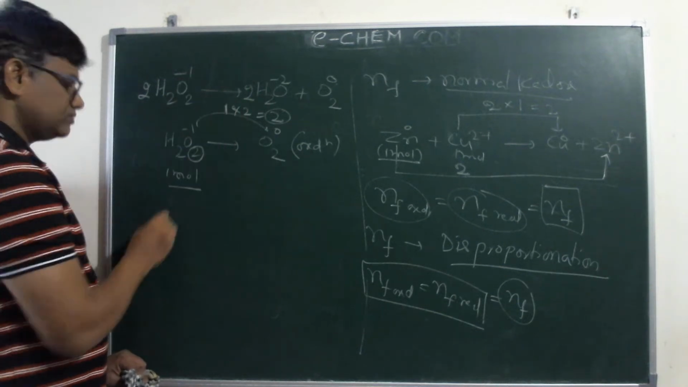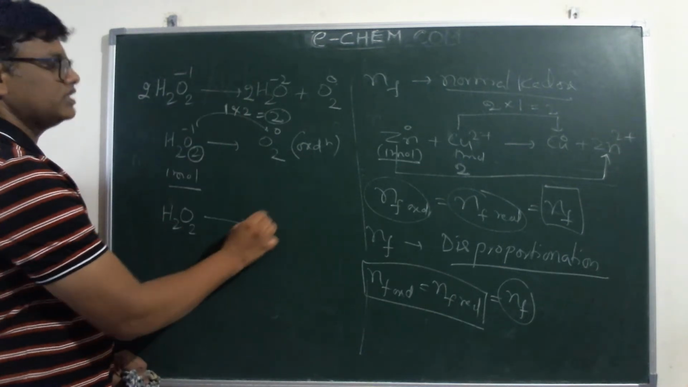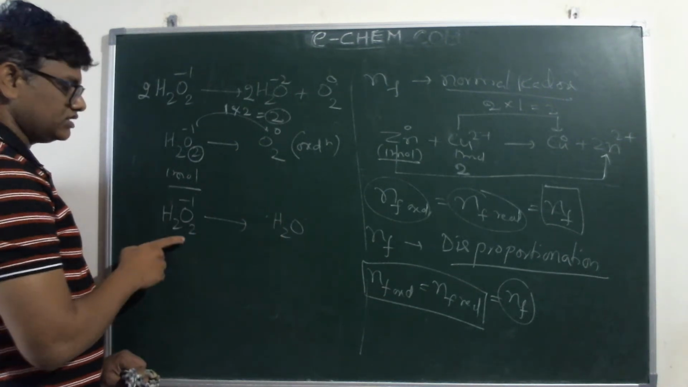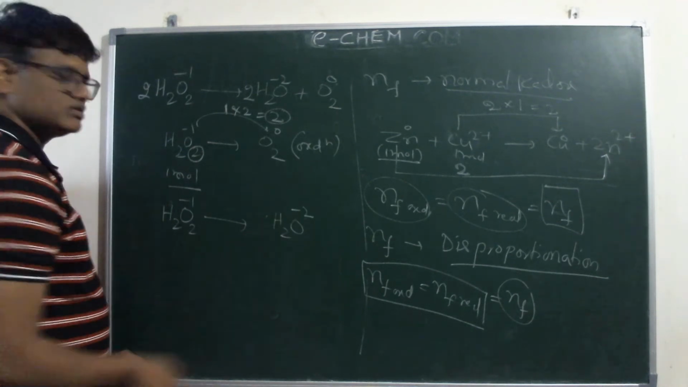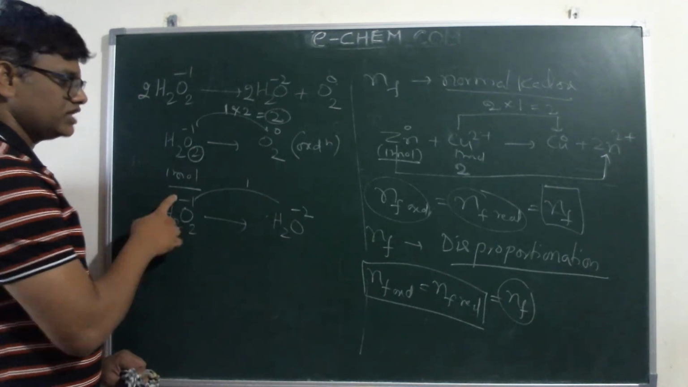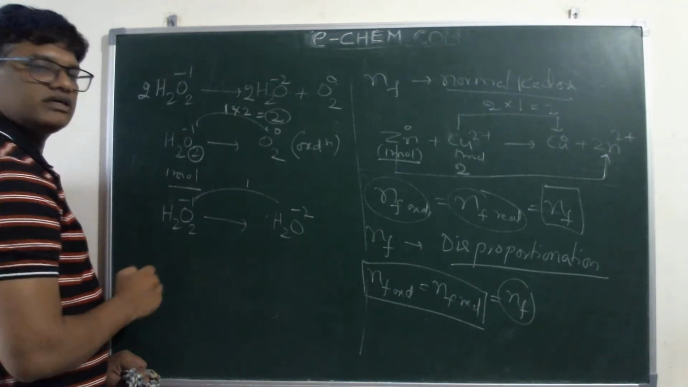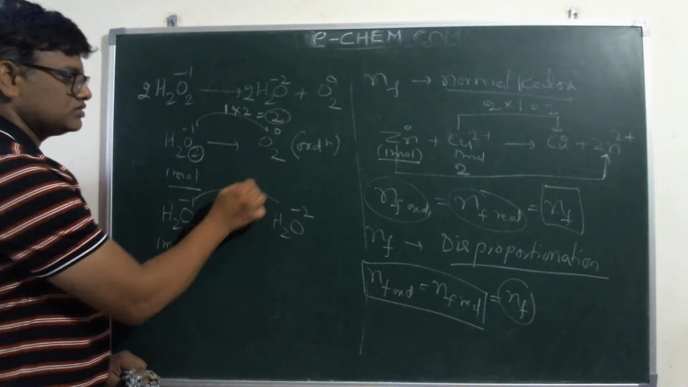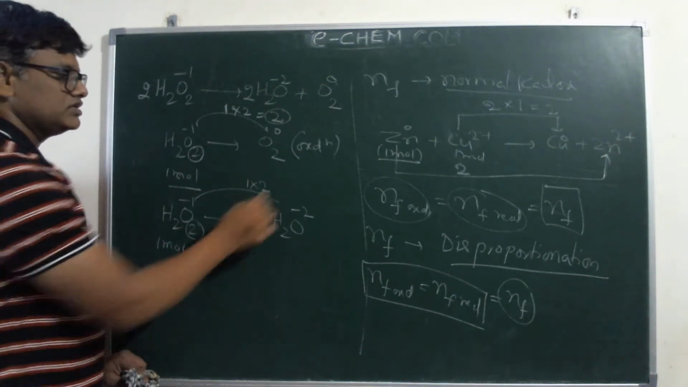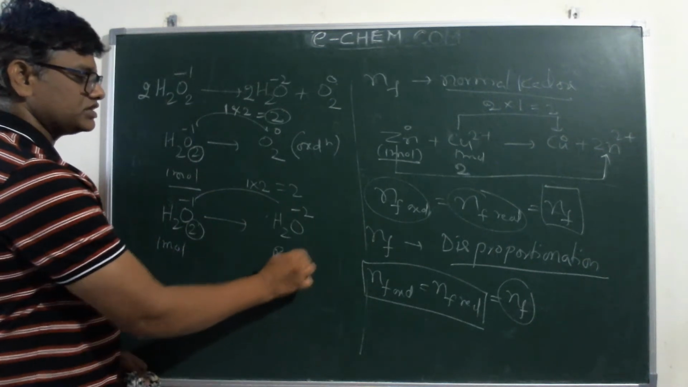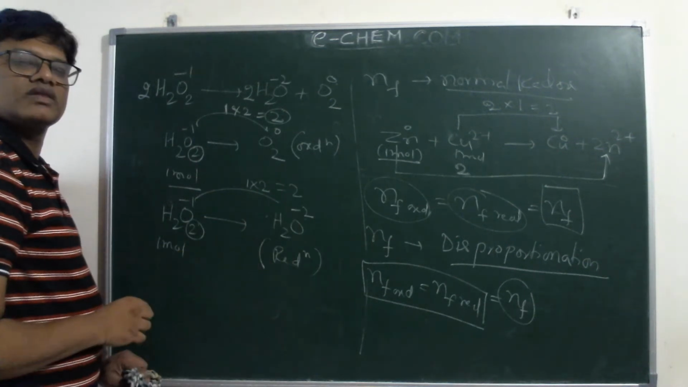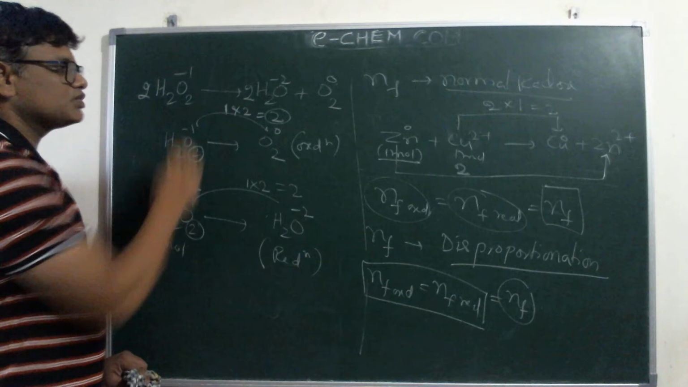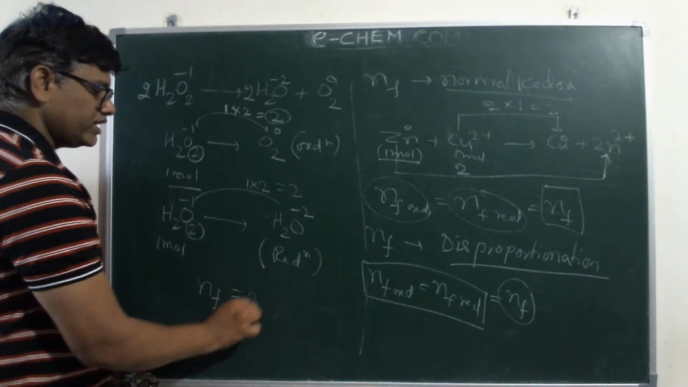For the n factor of reduction, converting hydrogen peroxide into water, the oxidation state of oxygen changes from -1 to -2. How many units? 1 unit again. But 1 mole of the compound has 2 oxygens, so you multiply by 2. That is equal to 2 with respect to reduction. So here the n factors of oxidation and reduction are the same. That's why for this reaction the n factor is taken as 2.